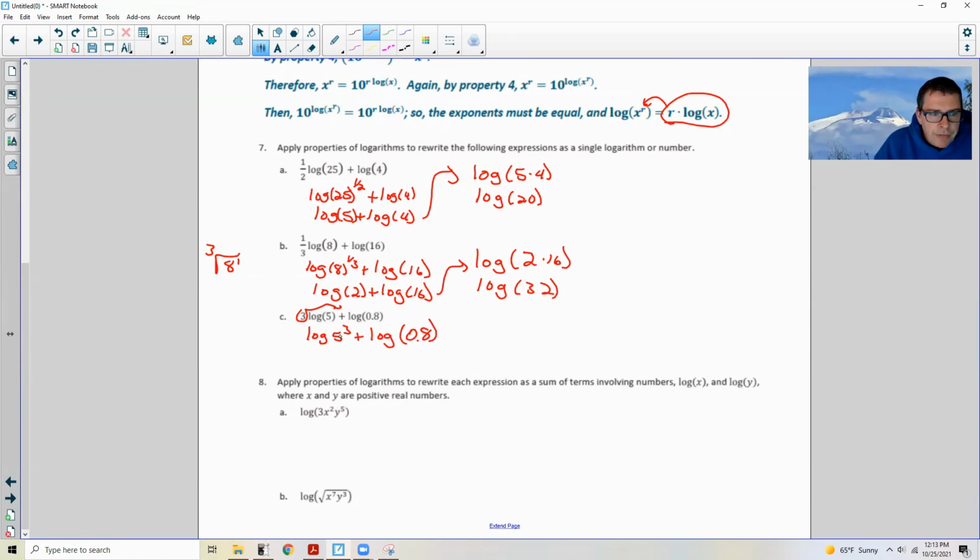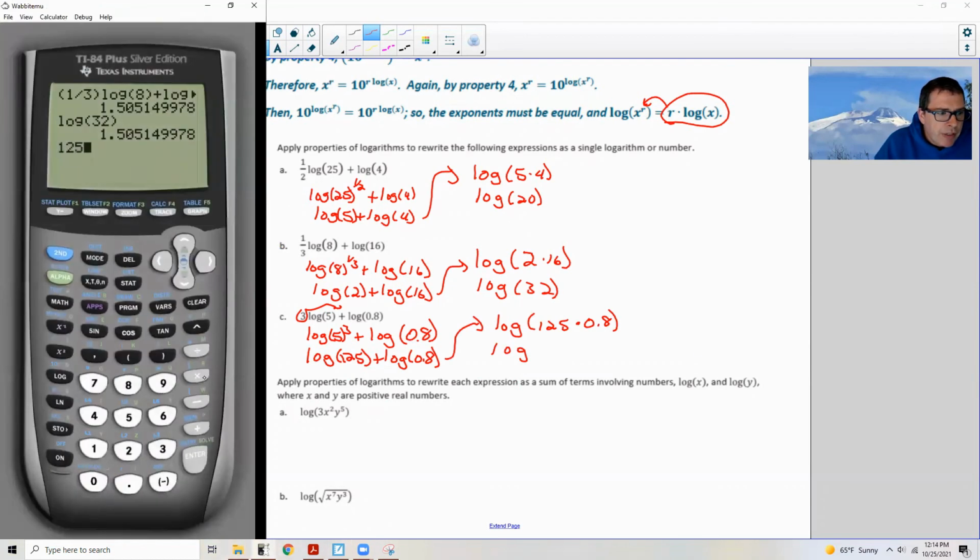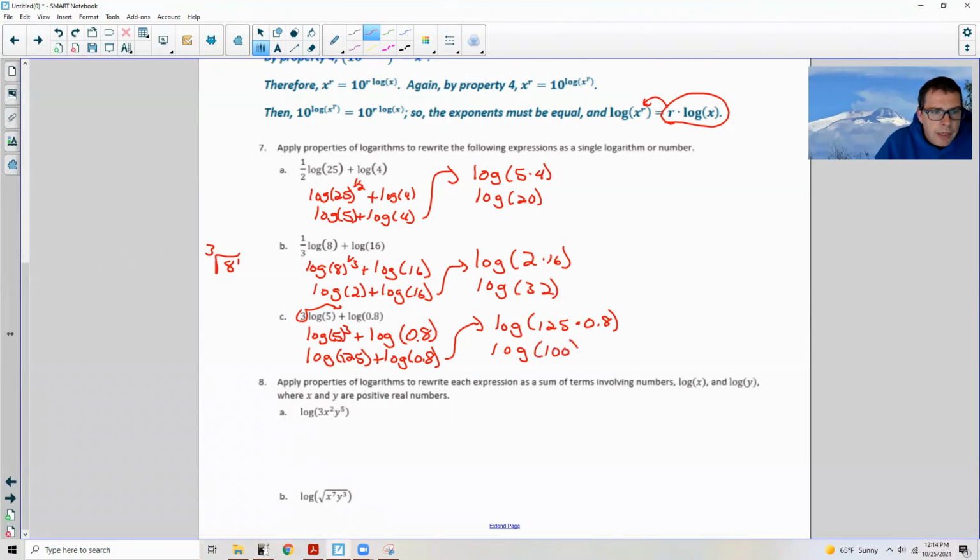So the log of 5 cubed is 125. So this is going to become the log, I should have that in parentheses, by the way, the log of 125, which is 5 cubed, plus the log of 0.8 is going to be the log of 125 times 0.8. So that is the log of, and I take my calculator, 125 times 0.8 is going to give me 100. Okay, so the 3 log 5 plus log 0.8 equals log 100.